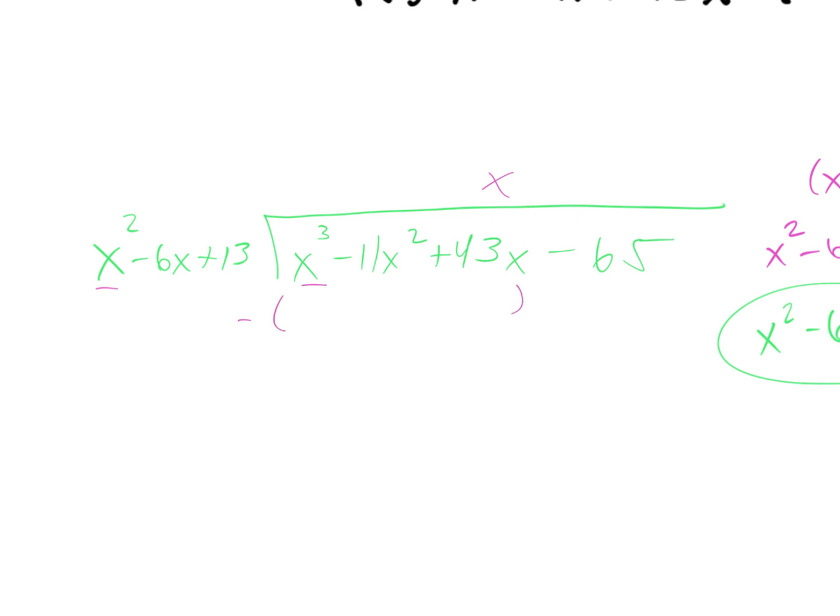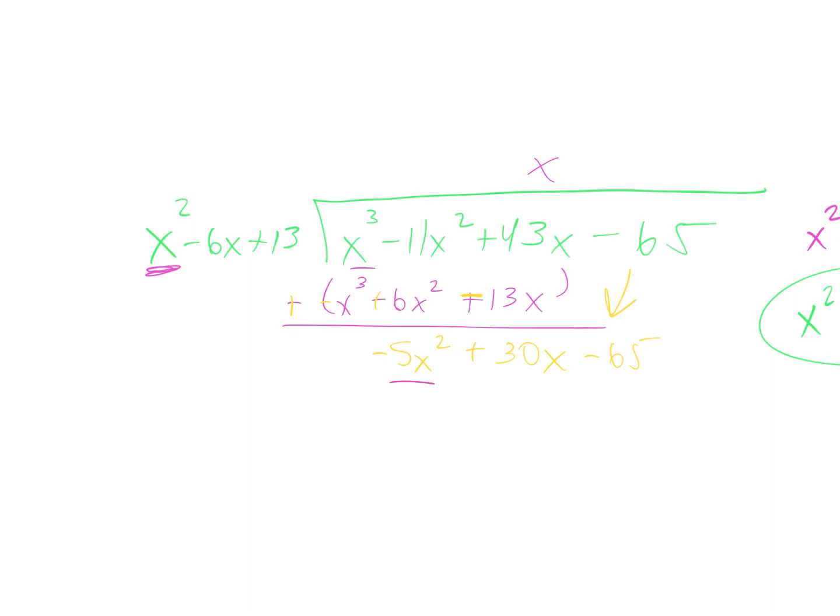Get your subtraction ready before you multiply. So x times x squared is x cubed. X times negative 6 is negative 6x squared. X times 13 is plus 13x. Now, before you can combine, you need to distribute. So distribute the negative throughout. So 43 minus 13 is going to give you a positive 30x. Negative 11 and 6 is going to give me negative 5x squared. And my minus 65 comes down.